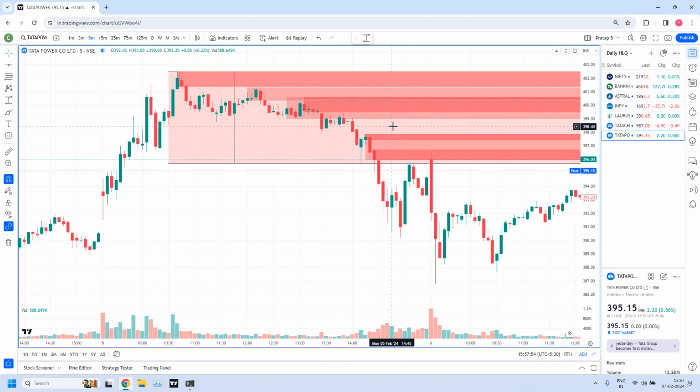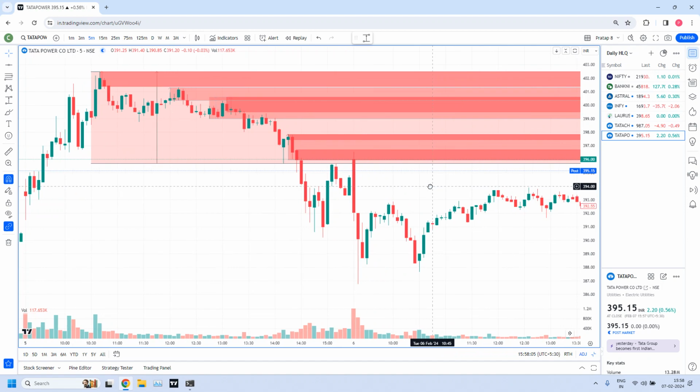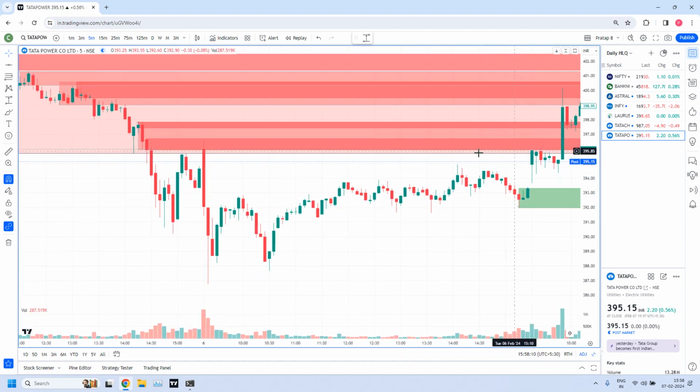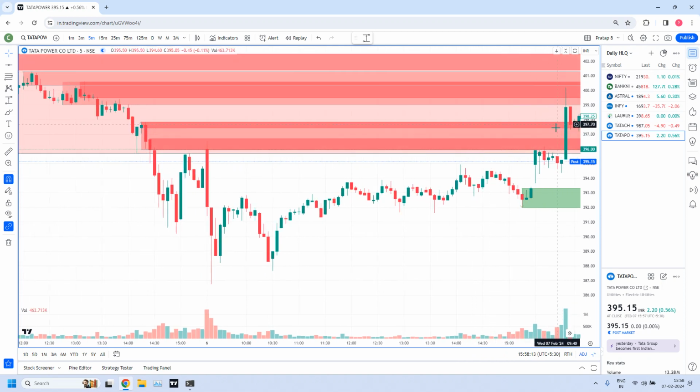So that means we have three trading opportunities. This is the first one, this is the second one, and this is the third one. All these are fresh zones. But today what happened? This zone is easily violated. That way we got a loss of 1,350 rupees, which is a negative ROI of minus 0.5%.